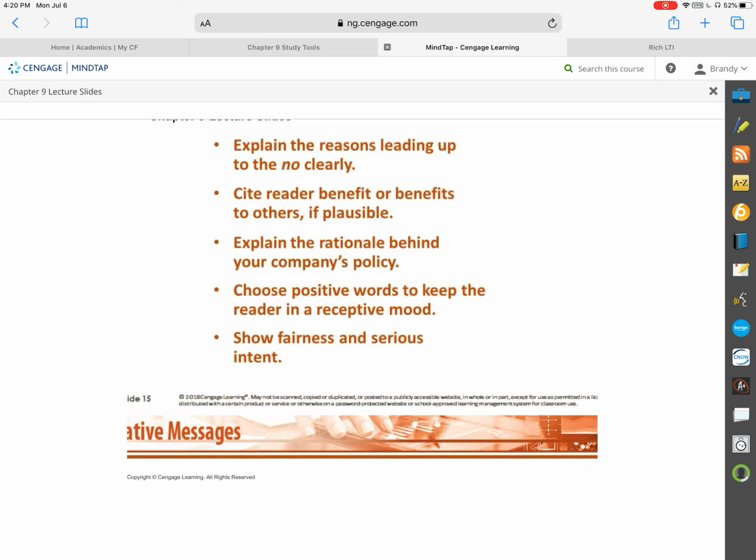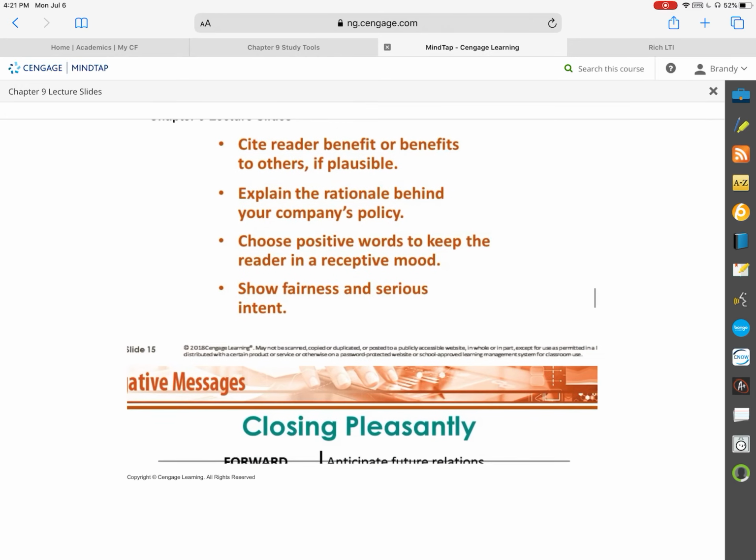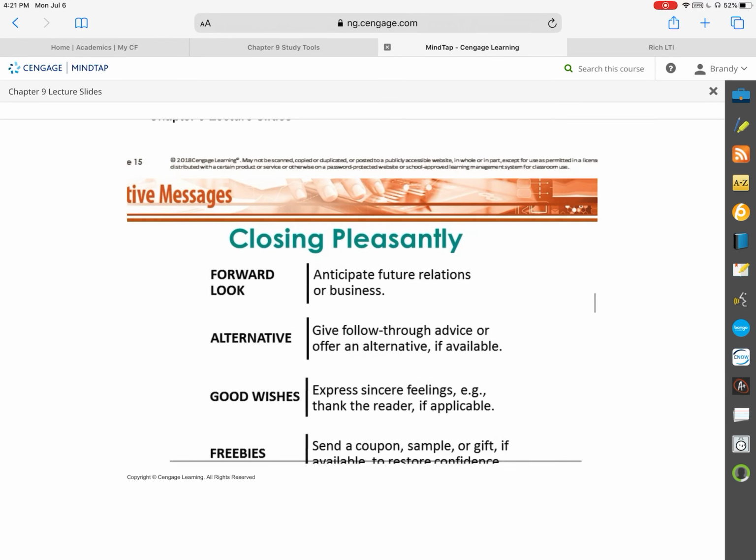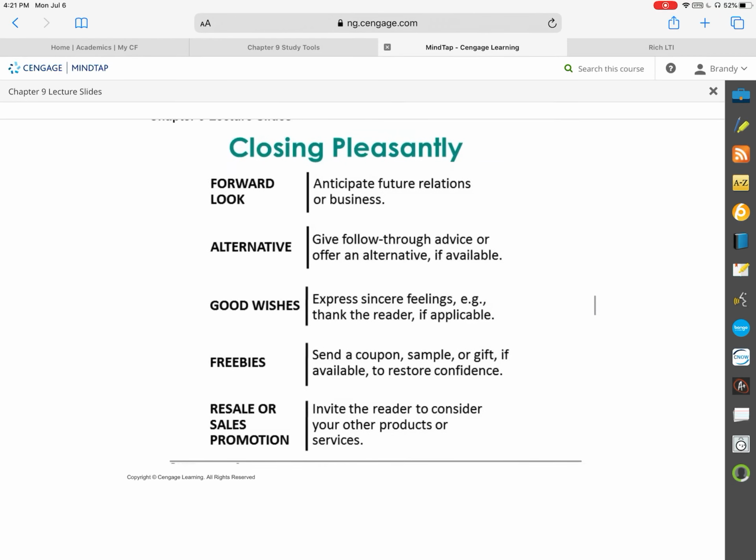This is why we can no longer accept cash payments and why we're doing things electronically. It's going to help you. It's going to help people. It's going to save us, whatever the case may be. But you want to give the rationale behind the company's policy if you can. Choose very positive words. You can use positive words when giving negative news, and show fairness and serious intent when you do so. Then, of course, we always want to close pleasantly.